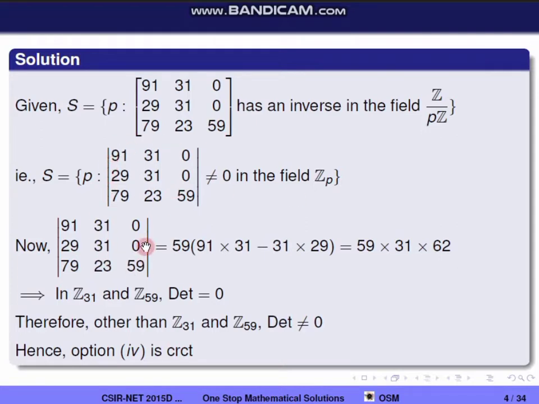Once we find the determinant, we get it to be a multiple of 59, 31 and 62. So the determinant has prime factors 59 and 31. In Z31 and Z59, we get the determinant of this matrix to be 0. Therefore, other than the prime numbers 31 and 59, we get the determinant to be non-zero. So S is an infinite set. Hence, option 4 will be correct.